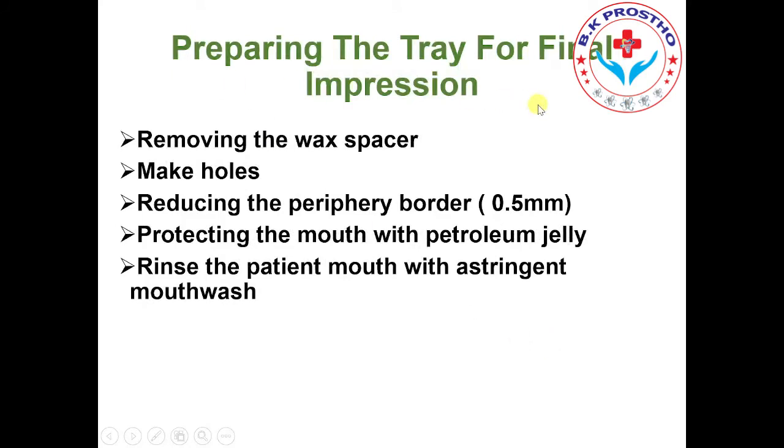Preparing the tray for final impression. First we remove the wax spacer from the bottom molded custom tray. Make a hole, reduce the peripheral border approximately 0.5 mm. Protect the mouth with petroleum jelly, especially when we use a record impression with zinc oxide eugenol. Rinse the patient's mouth with an astringent mouthwash, especially for patients who have thick mucinous saliva.